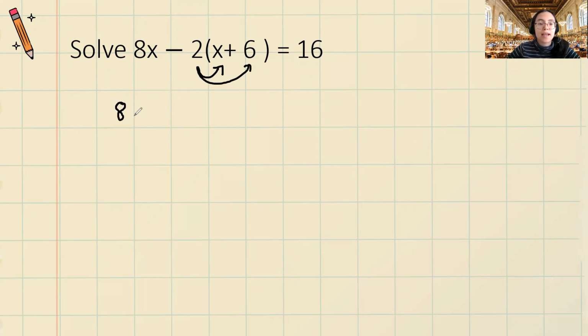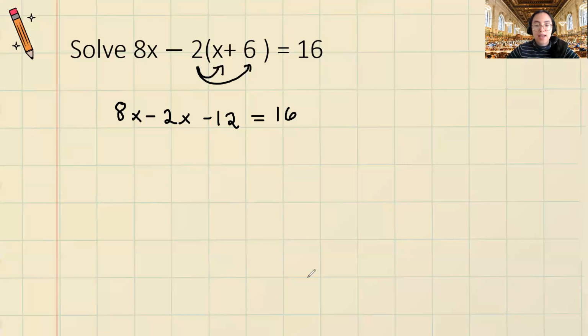So I have 8x minus, then negative 2 times x is going to be negative 2x, and then negative 2 times positive 6 is going to give me negative 12. It's important to look at the sign in front of that number whenever you're doing the distributive property, okay? So now I have 8x minus 2x.